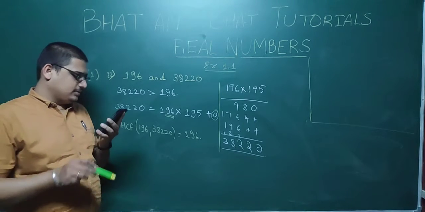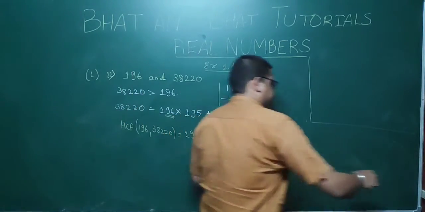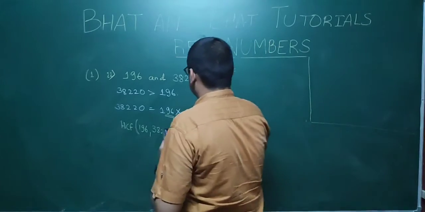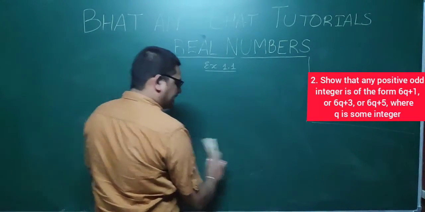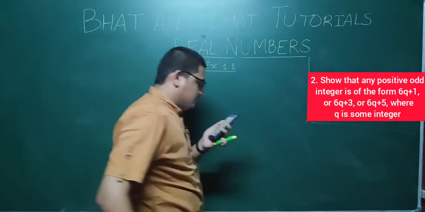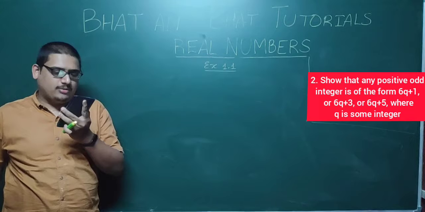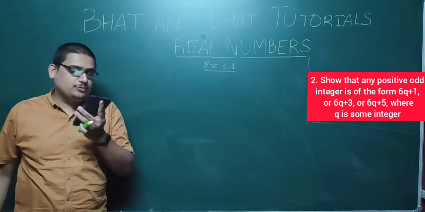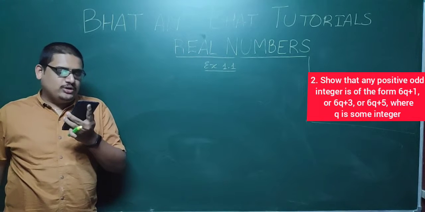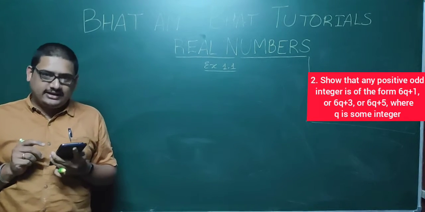Yes. So I will take question number 2. I have displayed question number 2 on the board and I will read it out also. It says, show that any positive odd integer is of the form 6q plus 1 or 6q plus 3 or 6q plus 5, where q is some integer. So this resembles the questions we solved earlier, correct?